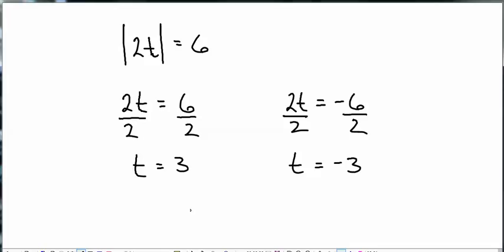I don't know if they're starting to use it yet or not, but this can be written as t equals positive or negative 3. Kind of from the Pythagorean theorem? Yeah. Okay. Alright, so this could happen. Everybody got that?